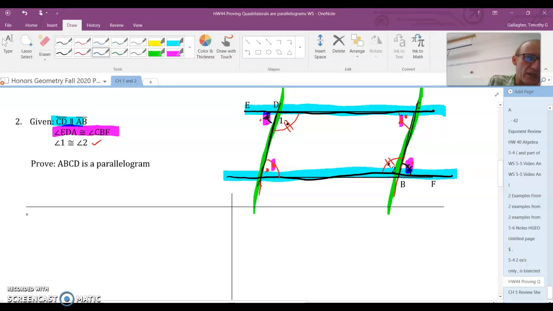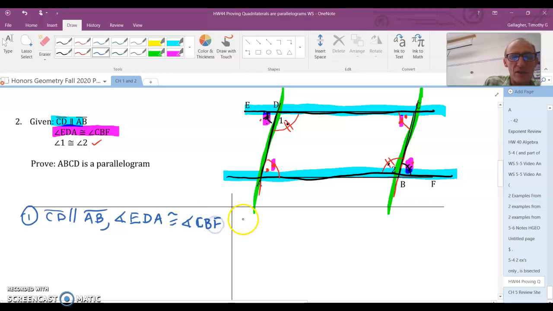All right, so let's lay it out. So 1, CD is parallel to AB, and angle EDA is congruent to angle CBF, and that's given.